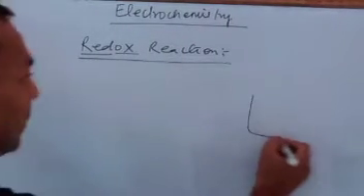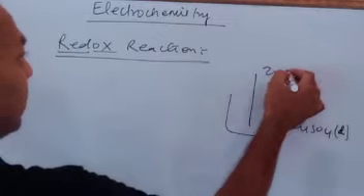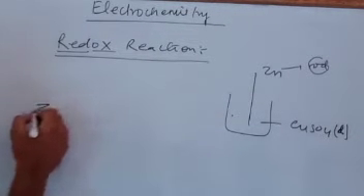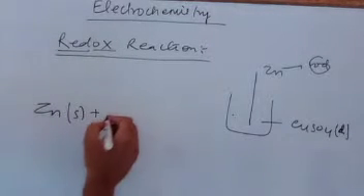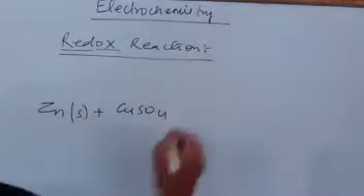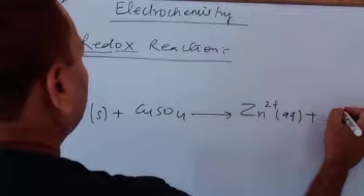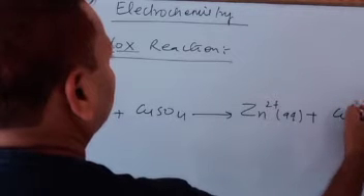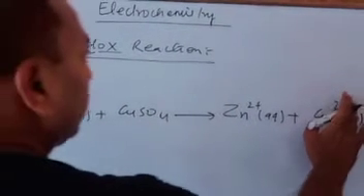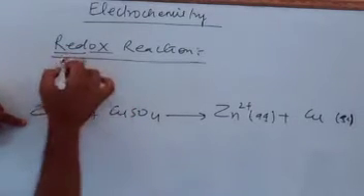Here we are taking a simple example: copper sulfate electrolyte solution, and in this solution we are putting a zinc rod. Zinc is a solid, and copper sulfate reacts to give zinc ion aqueous plus copper solid. Copper sulfate is converting into copper solid. This is an electrochemical reaction, a redox reaction.